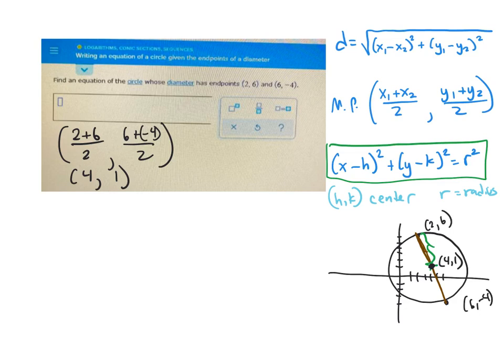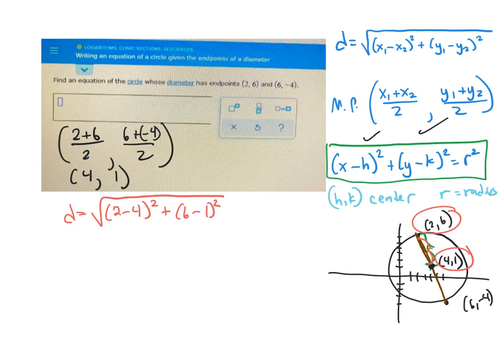So now I've got part of what I need for my circle equation. I've got h and k now. Now I've got to find the radius. To find the radius, I will find the distance from (4, 1) to (2, 6), or (4, 1) to (6, -4), but I'm just going to use the positives. So for the distance between this point and this point, I will first subtract the x's, and it doesn't matter what order you go in, so I'll just do 2 minus 4 squared, plus 6 minus 1 squared.